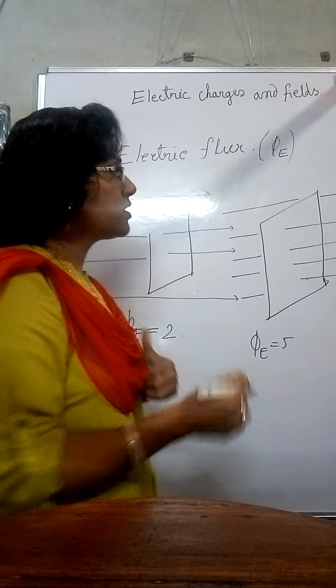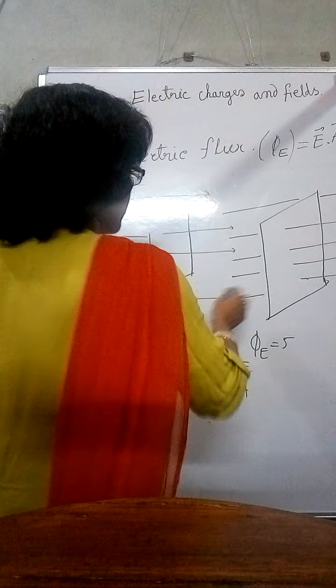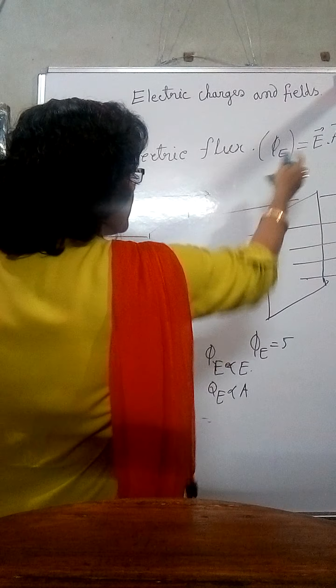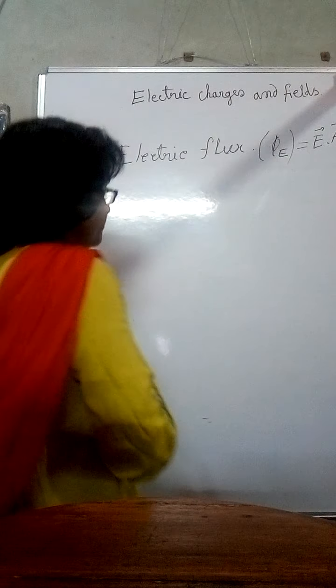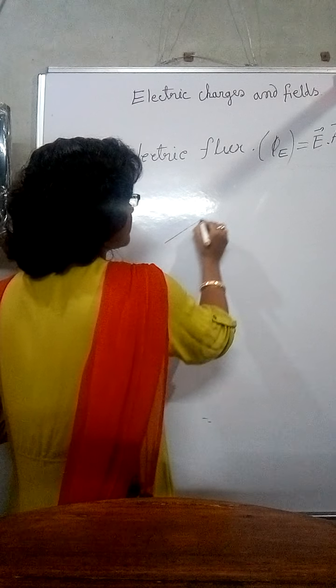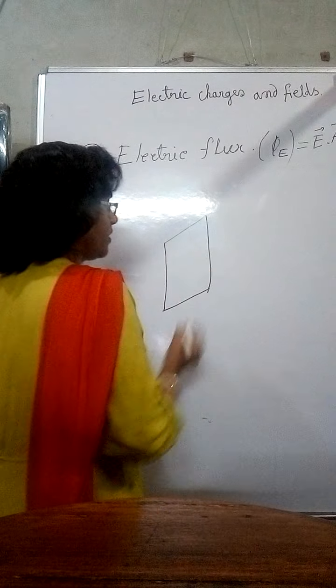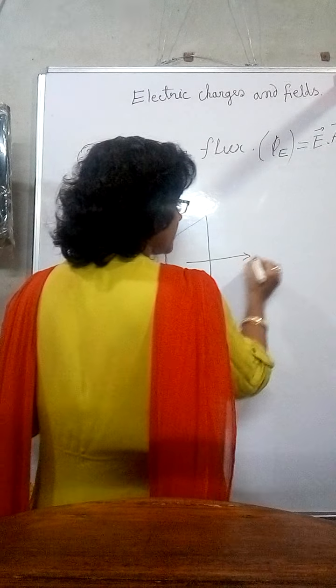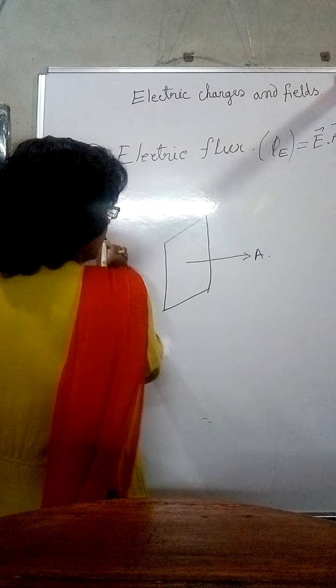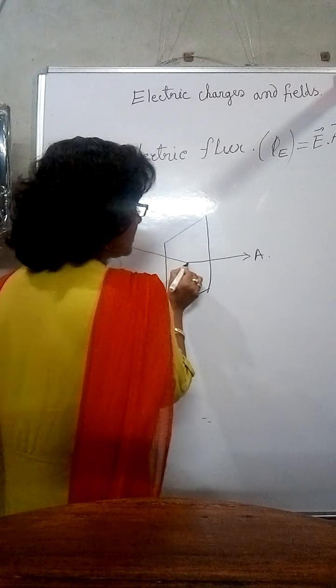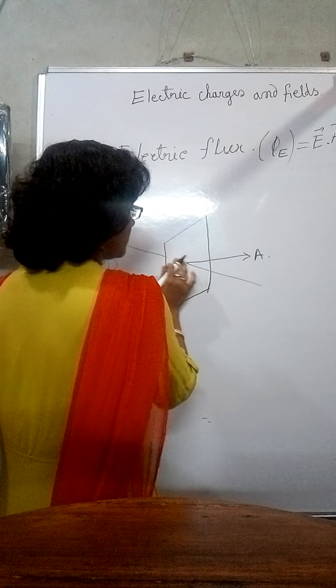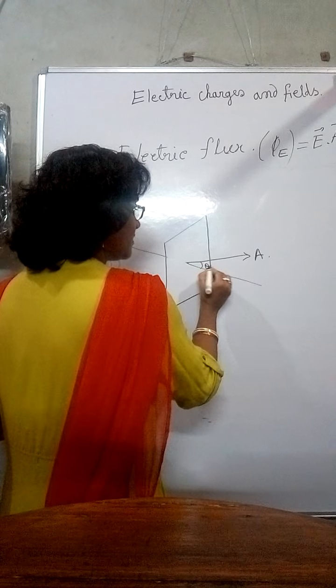Is it okay? Now the question is, for electric field and area vector, why is it a dot product? Why not a cross product? See why. Consider a surface. The area vector is directed outwards. Consider an electric line that passes through the surface at an angle theta.